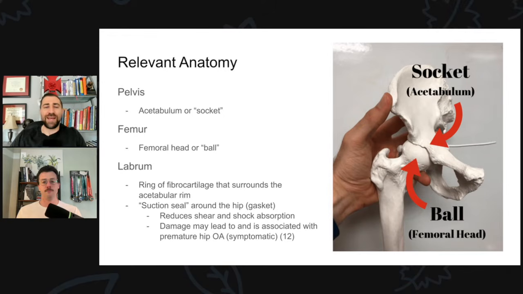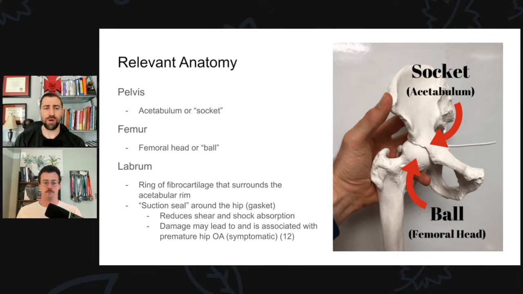What is the relevant anatomy in folks that have FAI? If you're not watching this on YouTube, I do recommend you check it out at some point because we have some images to help you out here. So you have the pelvis, right? And the pelvic portion of FAI is going to be the acetabulum, or the socket. You have the femur, more specifically the femoral head, or the ball, and socket, right?